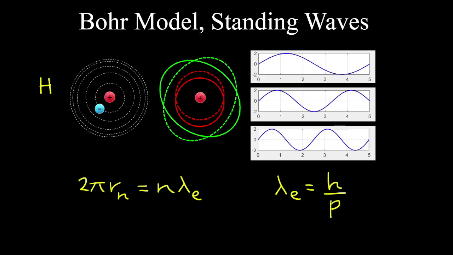So recall our standing wave model. We had nodes where there's no motion, and after some time the wave looks something like this. So there's maximum displacement at the antinodes and zero displacement at the nodes. So if we wrap this wave in a circle, then it represents the orbit of an electron, which looks something like this.